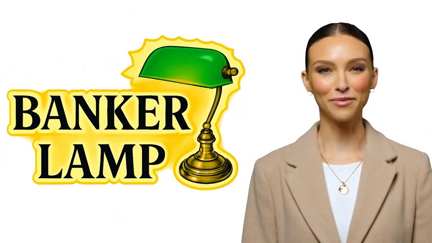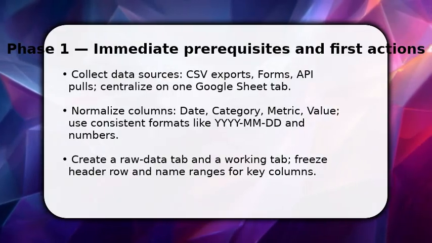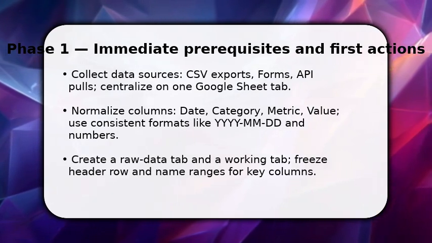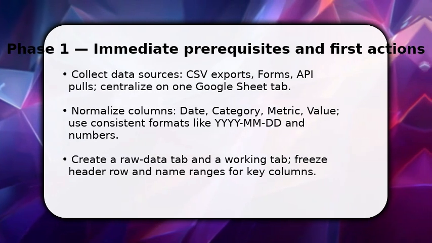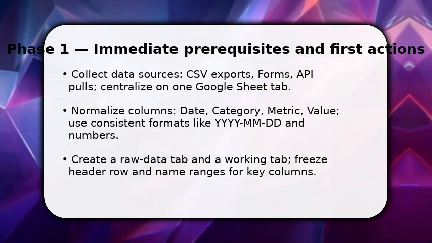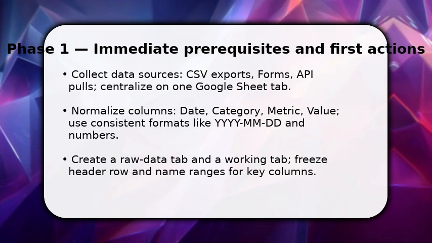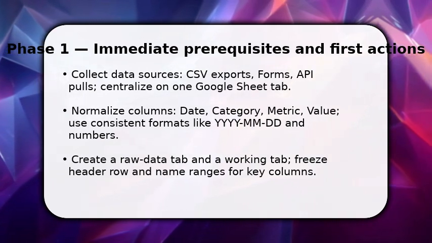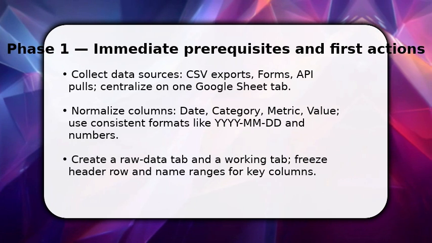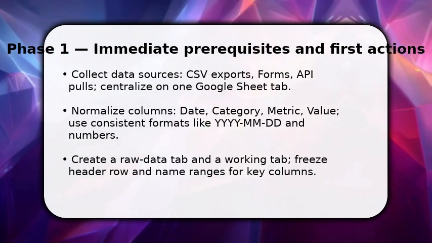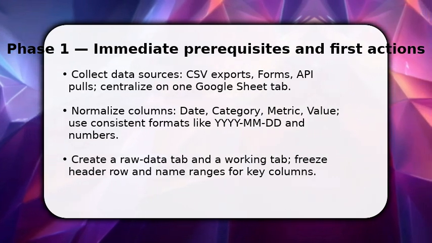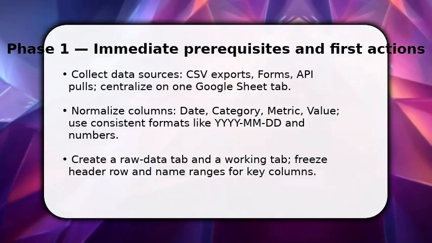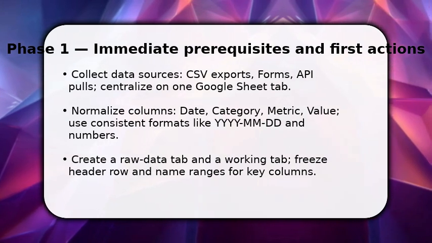Please enjoy the video. You start by consolidating every data source into one Google Sheet so you can build reliable visuals. Once done, create a raw data tab and a separate working tab to avoid accidental edits. Make sure dates use YYYYMMDD and numeric columns are true numbers, not text. This prevents chart errors. Next, name ranges for your key columns and freeze the header row. This makes formulas and data validation predictable.